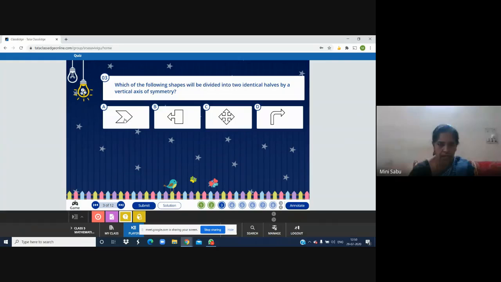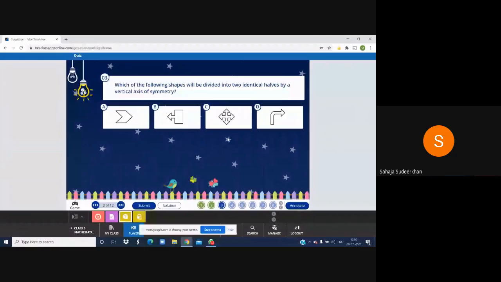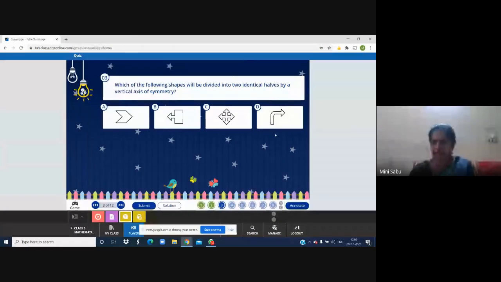If you cut this way, not the same. If you cut this shape this way, will both the portions be the same? Yes. What about this? If you cut it like this, one side arrow will be there, the other side arrow will not be there. No. Direction is also different. So let us try this.